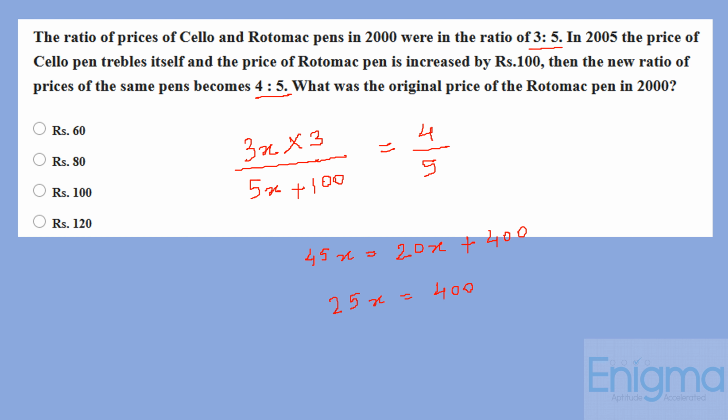Now we have to find the original price of Rotomac pen in 2000. Rotomac pen, our assumption was 5x. Now 25x is equal to 400. Hence 5x will be 80. We can easily find it out: 25x divided by 5, we get 5x, and 400 we also divide by 5, we get 80. So that's your answer.